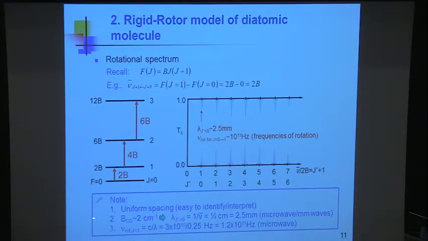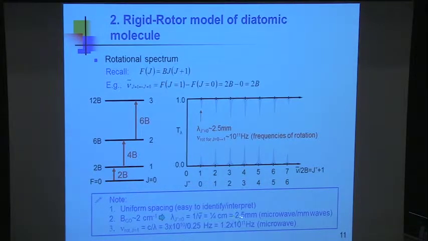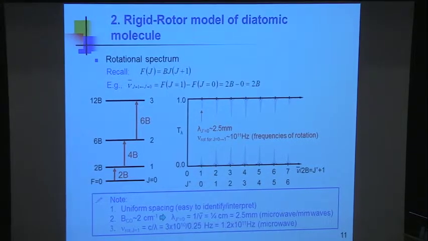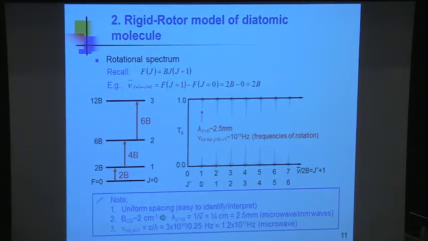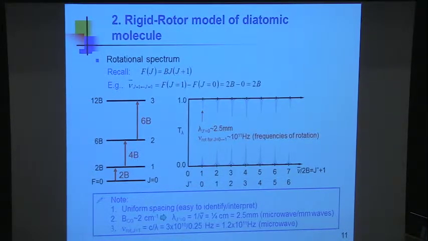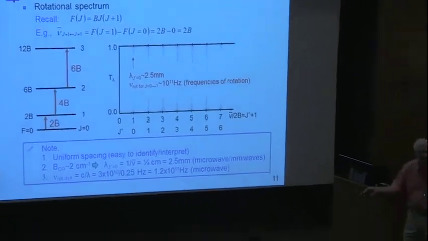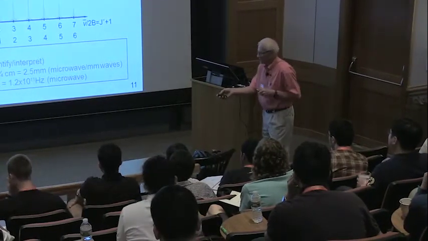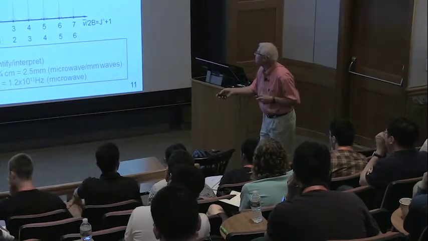And if you put in some typical units where B is approximately 2 wave numbers, that means that that first transition has a wavelength of 2.5 millimeters, which by definition means you're in the microwave region. So all of these transitions would be in the microwave. So the people who do rotational spectroscopy are microwave engineers. Different kind of systems than we do. We're not going to be doing that, but we need this information to go into our rovibrational.